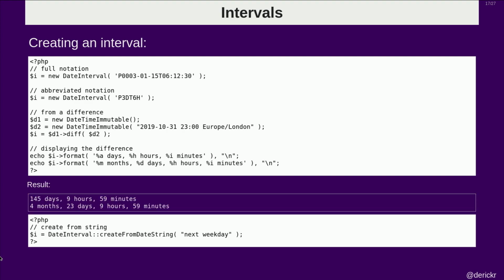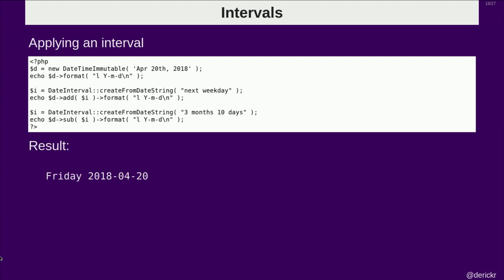Anyway, what you get out of this, in this case, is 145 days, 9 hours and 59 minutes. If I reload the slide, it is now 2 minutes less, because I spent 2 minutes talking on the slide. The last way of creating the interval is by using a descriptive string. Something like next weekday, or tomorrow, or +1 day, or +15 minutes, things like that. All of these intervals can then later be used to do calculations with, which is on the next slide.